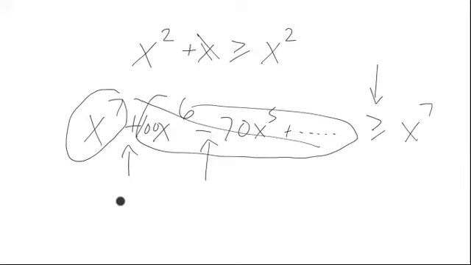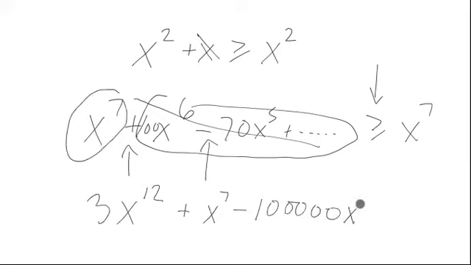Here's another one. What about 3x to the 12th plus x to the 7th minus, and let's even get a really big number, x to the 6th. Okay, now maybe for a long time this negative will win. Well, eventually this positive will win. So eventually you'll be adding on something positive, so that asymptotically, for a big enough x, this will be bigger than just the leading term, 3 times x to the 12th.